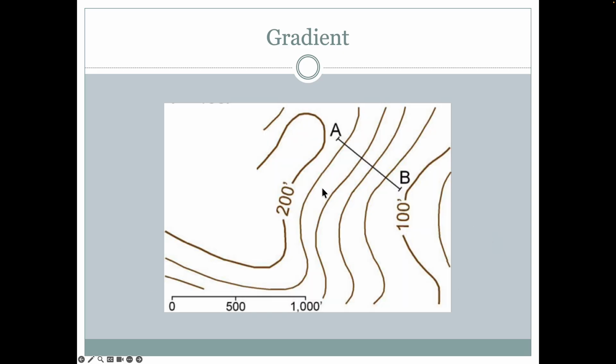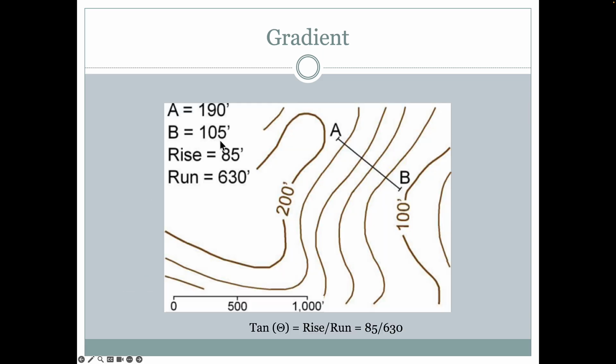The way that we're going to do that is we're going to use our contours to get the rise. We're going to figure out what the elevation is here and subtract them. And then in order to get the run, we're going to measure that distance using the scale that's provided for this map. My next slide here, we're showing, first of all, we're interpolating the value that we would have at B for elevation and the value at A.